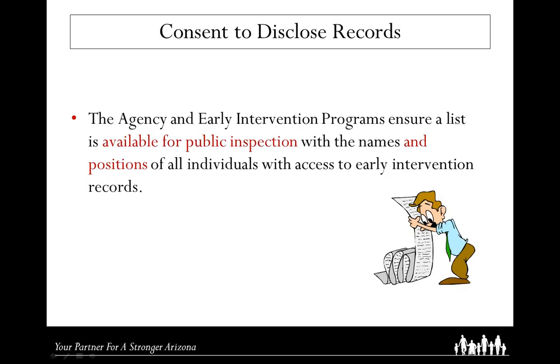The AZIP service providing agency and early intervention programs keep a list of names and positions of those people, whether employed, contracted, or volunteering, who have access to a child's personally identifiable information. This list is typically found on the outside of the file cabinet, office, or storage area where the early intervention records are kept.